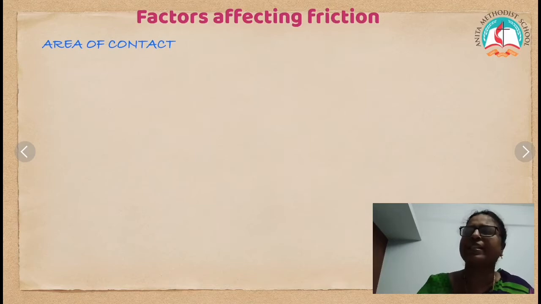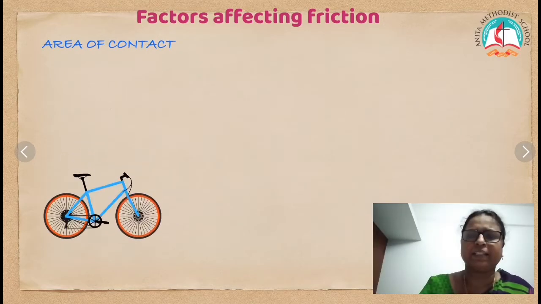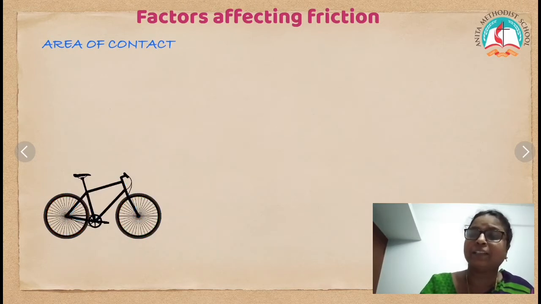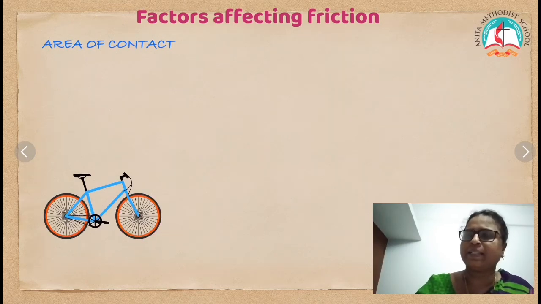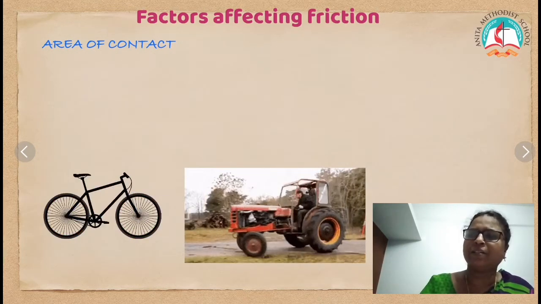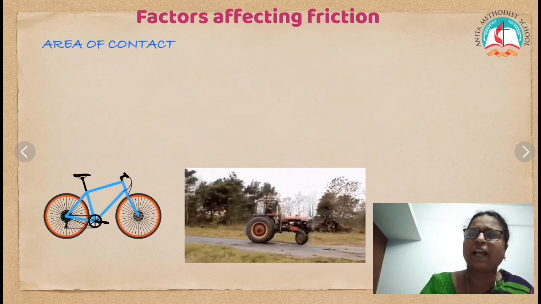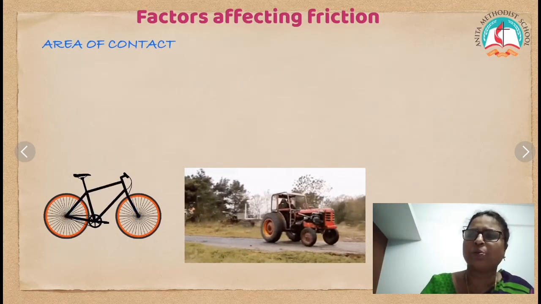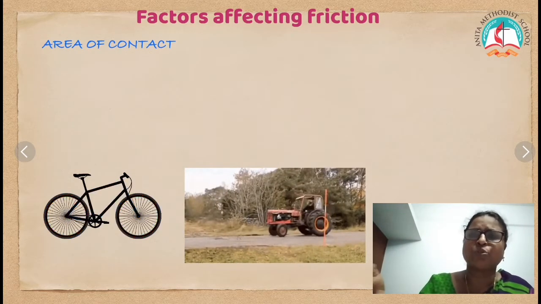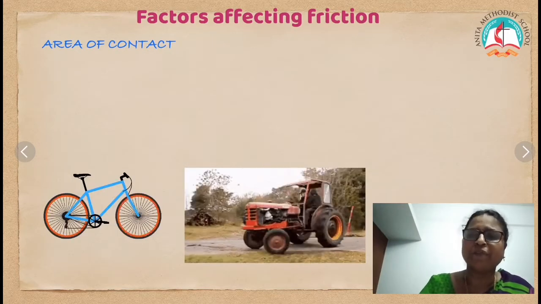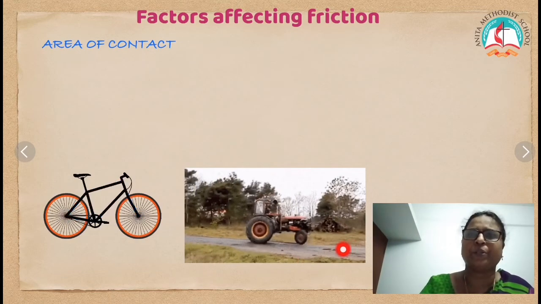The next, we can see the area of the contact. You can see here the cycle, no? It has the least friction. Why does it have the least friction? The contact of the tire with the road is less. But you can see here, the road roller has a broad base, isn't it? The road roller has a broad base, so it offers more friction on the road.